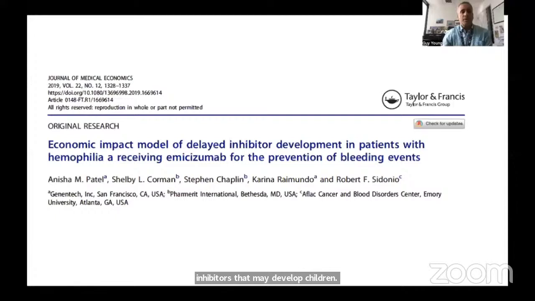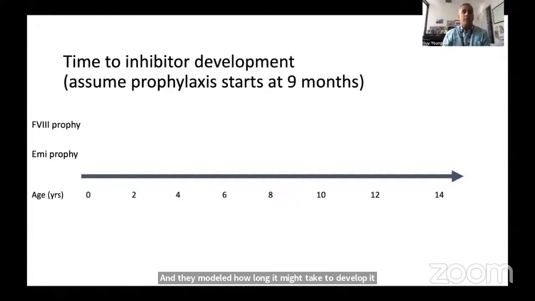So what is this issue of delayed inhibitor risk? I've taken some data from this paper, which was an economic impact model that looked at this issue, and they modeled how long it might take to develop an inhibitor on factor VIII prophylaxis versus emicizumab. On factor VIII prophylaxis, this group suggested it takes 4 months to see an inhibitor develop. That makes sense because 4 months is about 16 weeks, and with 2 to 3 times a week dosing, you're going to have 30 to 40 to almost 50 exposure days by 4 months. So you're going to see the inhibitor form.